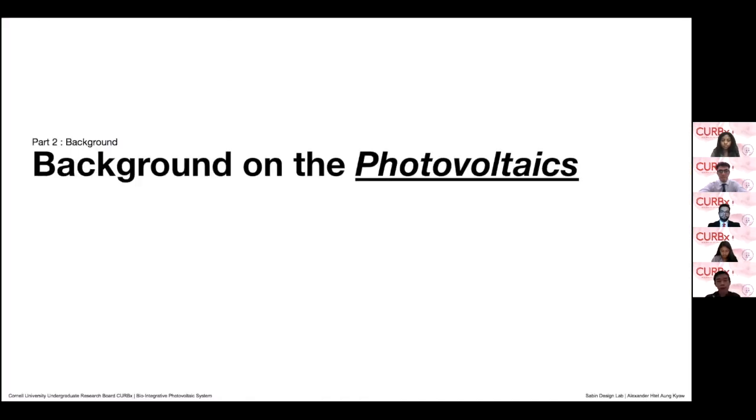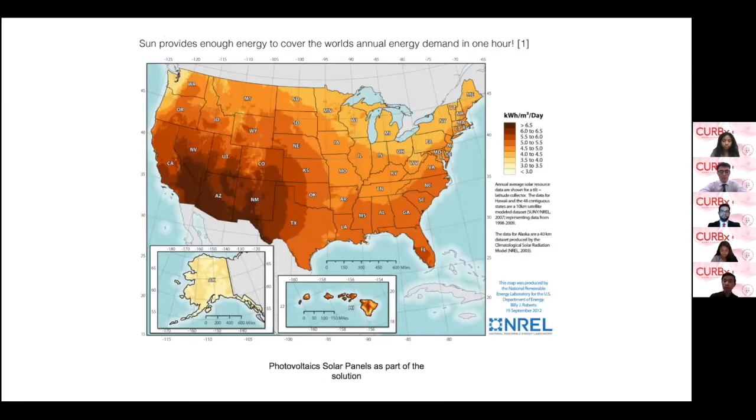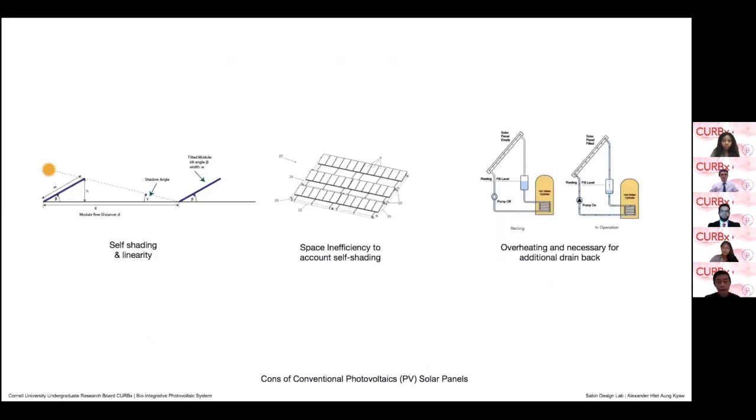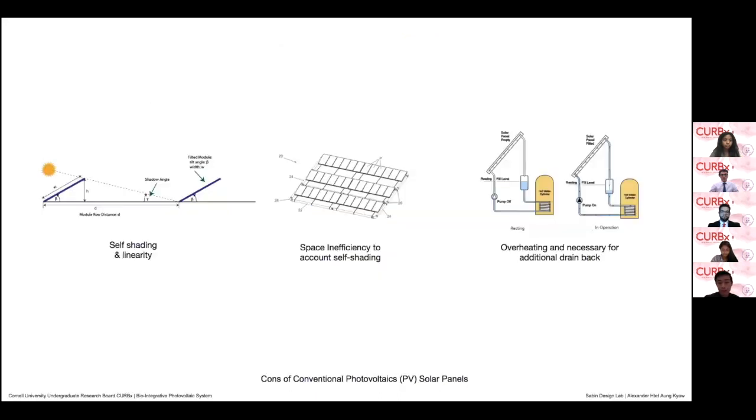So I want to go ahead and give a brief background to PV cells, which are solar panels. PV cells are one of the most commonly used energy systems, but they're also currently underutilized. They're by far the most dependable technique to get solar energy, mainly because the sun provides enough energy to cover the world's annual energy demand in an hour, but we are not technically doing a very great job at that. If we look at this diagram, solar panels only account for a little bit of our total energy consumption.